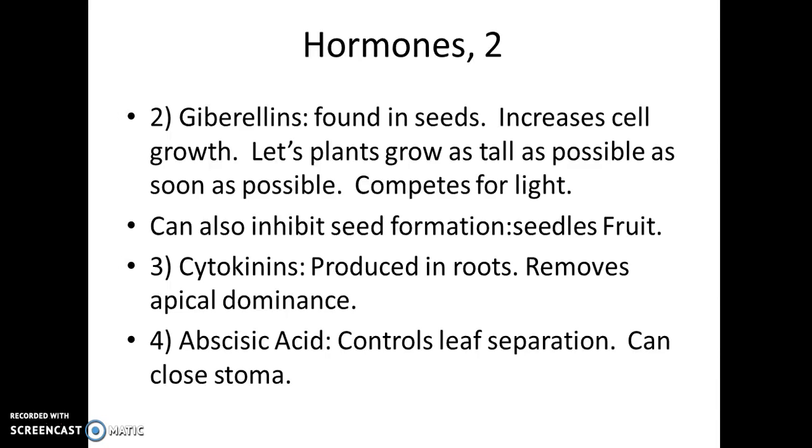Abscisic acid controls leaf separation, and in times of drought, abscisic acid can also close the stomata. So that decreases transpiration, which decreases water loss. So when a tree or plant is water stressed, abscisic acid will close the stomata and cut down on water loss.